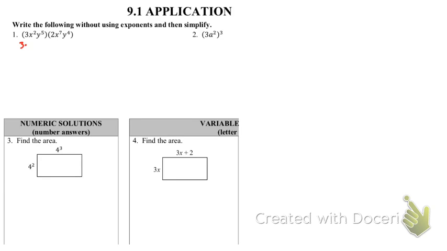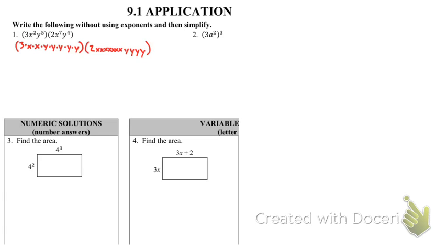3 times, instead of x squared, that really just means we're multiplying x twice. Then we've got y to the 5th, so we have 5 y's. Okay, so that's our first parentheses. Then our second parentheses is 2 times 7 x's and 4 y's. That is our second parentheses, and then we're going to simplify.